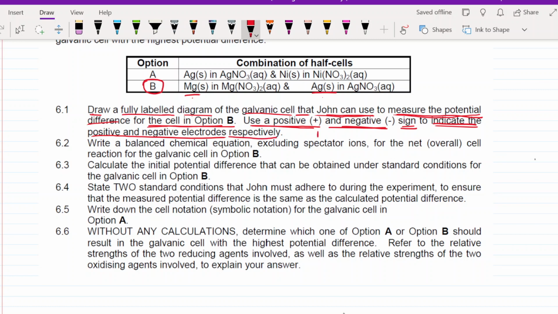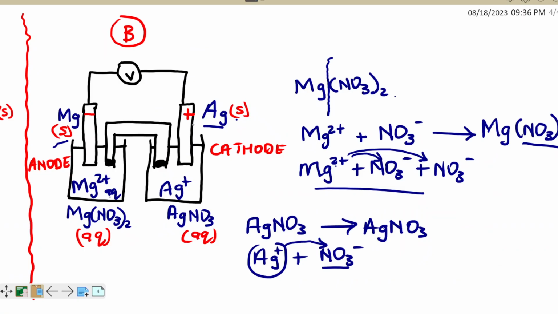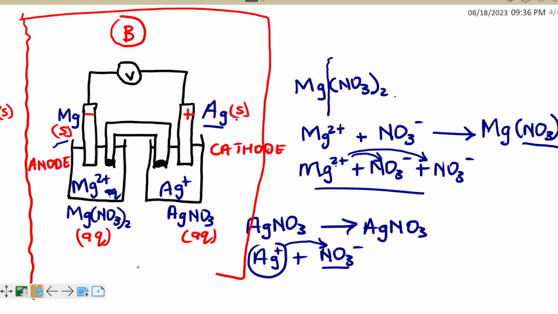Use positive and negative signs to indicate the positive and negative electrode respectively. So we need to show which one is positive and which one is negative. That's what we have done here. We have said the magnesium is negative and the silver is positive. So you are just required to draw only this cell. That's what you are supposed to draw. So we are done now with this question.